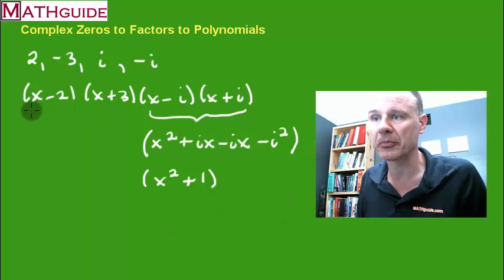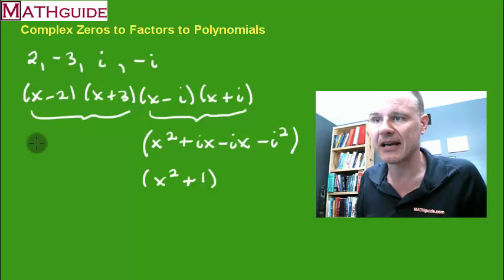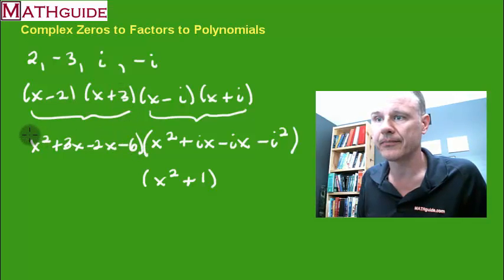Now let's multiply these together. I'm not going to show the table, but at least you'll see that x times x is x squared. You'll see x times 3 is 3x. You'll see negative 2 times x is negative 2x, and negative 2 times 3 is negative 6. These two in the middle can be combined, and you get x, or 1x.